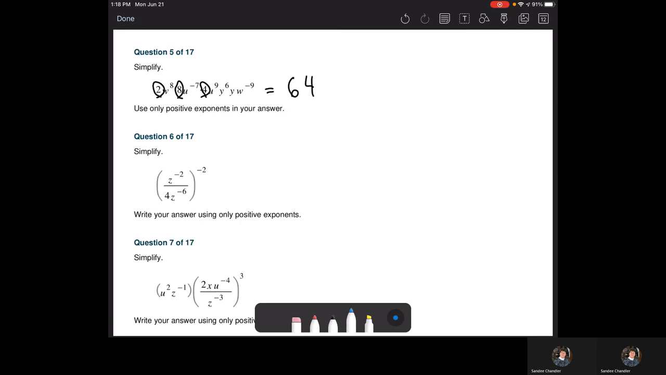All right. And now I've got to erase that. I use blue on this one. All right, so I've got a W to the 8th. I look for another W. Here's another W to the 9th. When we multiply, we add exponents. 8 plus a negative 9 gives us a W to the negative 1. Don't worry about the negatives till the end.